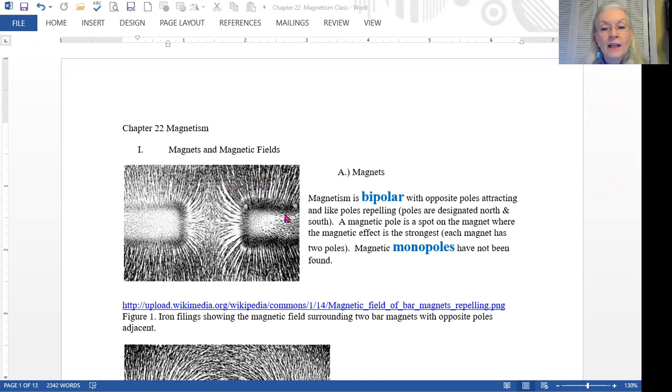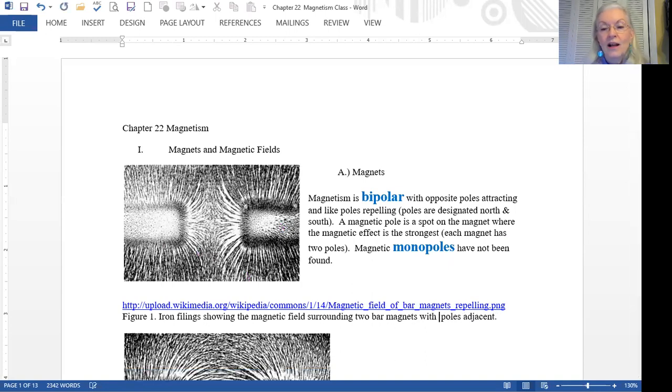It says with opposite poles adjacent. These are actually like poles. It shouldn't say opposite. It had a typo. So these are like poles. Like poles repel each other.